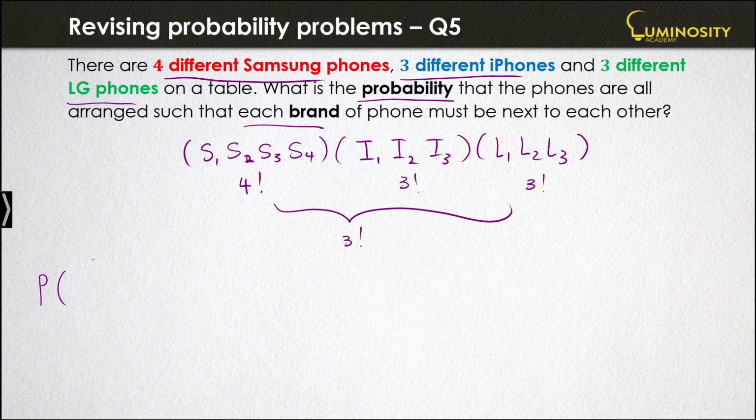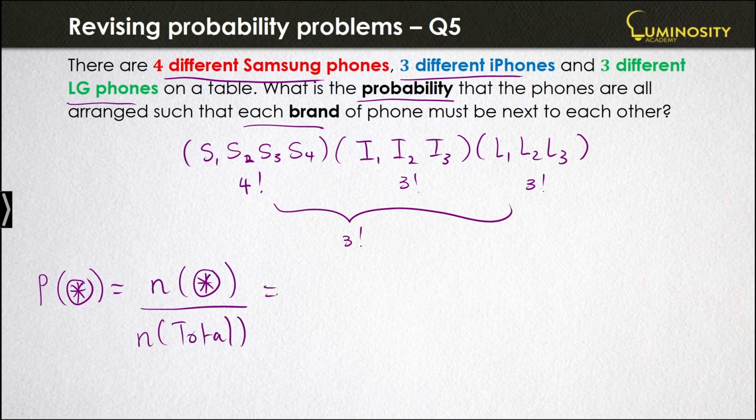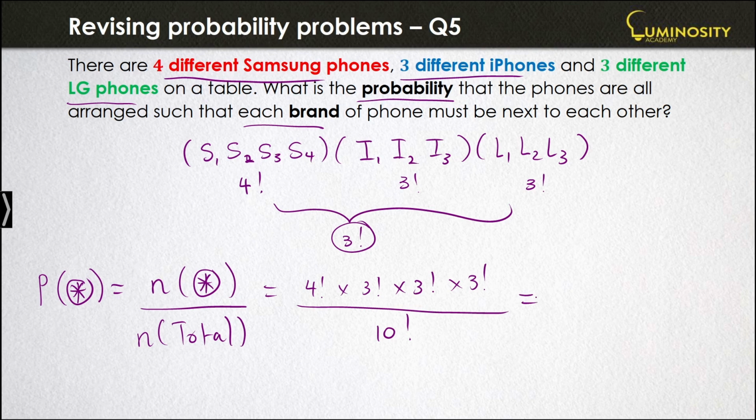So I'm going to call this event star. So star is the event that all the phones of the same brand are next to each other. That's the number of ways all the brands can be next to each other divided by the total number of ways. Okay, so the number of ways that they can be arranged in that star fashion is 4 factorial times 3 factorial times 3 factorial times this 3 factorial grouping here, all divided by, well, in total there are 4 plus 3 plus 3, which is 10 phones. So there are 10 factorial ways we can arrange them in any given order.